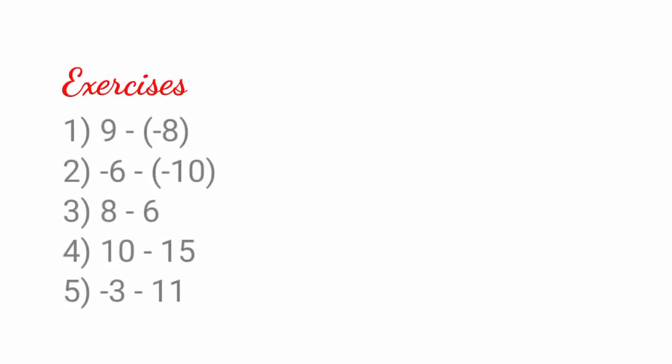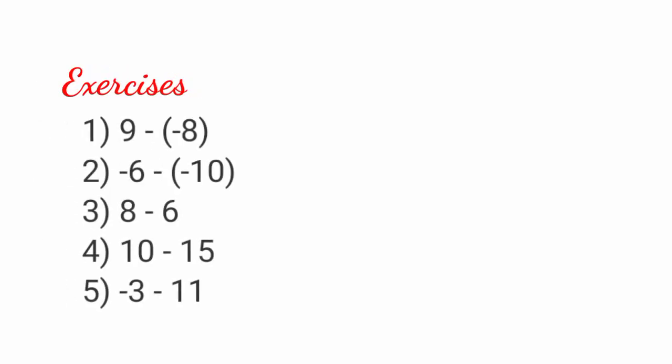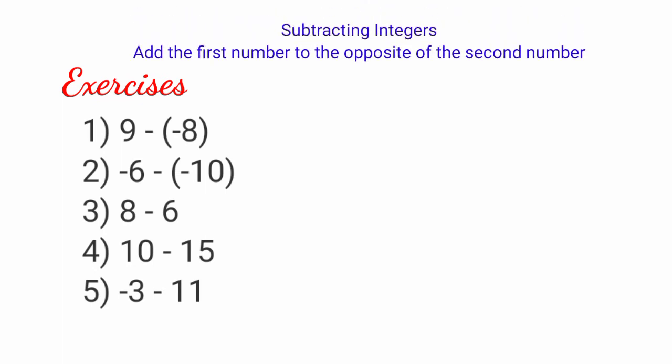Now let us try answering the following without using the number line. Let us start with number 1, 9 minus negative 8. Again, we will be rewriting this one using our one simple rule, and that is add the first number to the opposite of the second number. So our first number will be retained, our subtraction will become addition, and our negative 8 will become positive 8.